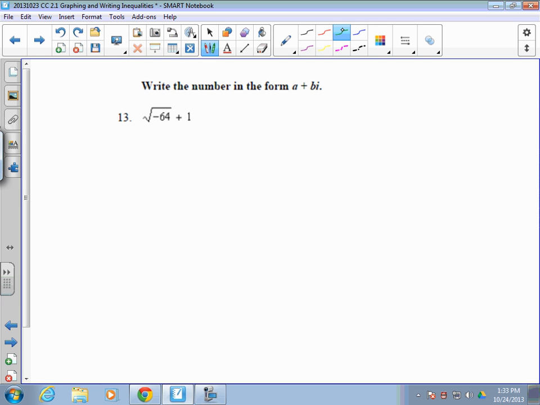13 is writing this in a plus bi form. You can't have the square root of negative 64, so we need to take that negative out and call it i times the square root of 64 plus 1. The square root of 64 is 8, so i times 8 plus 1. It's plus or minus the square root of 64, so when we rewrite it in a plus bi form, it's going to be 1 plus or minus 8i.